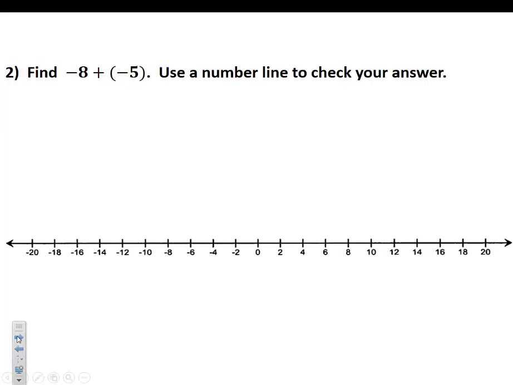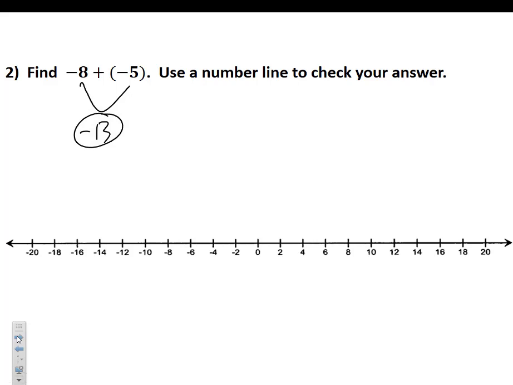Now we're going to do negative 8 plus a negative 5. Well, you notice that if it's same sign, add and keep, our answer gets more negative. So right here, 8 plus 5, we're adding. 8 plus 5 is 13. The signs are negative, so the answer is negative 13. Pretty straightforward on that. Same sign, add and keep.